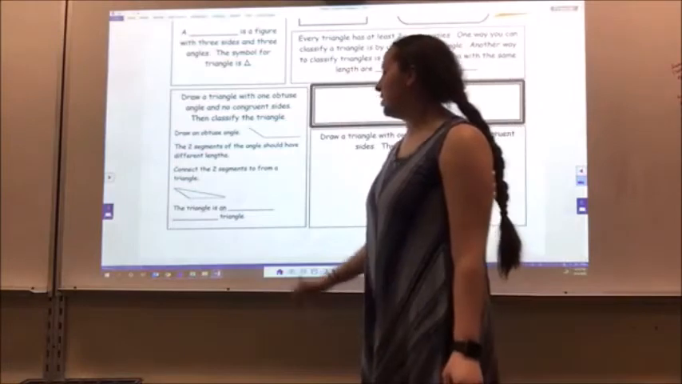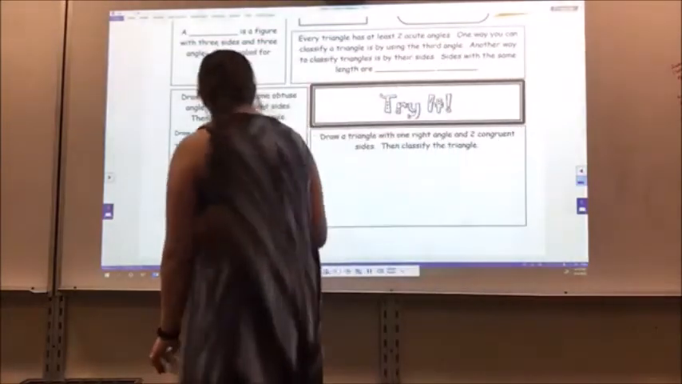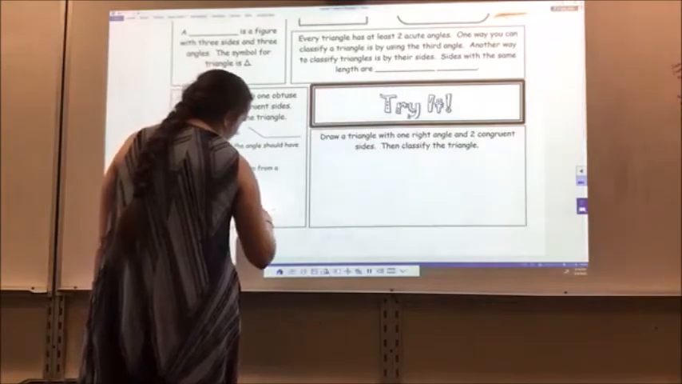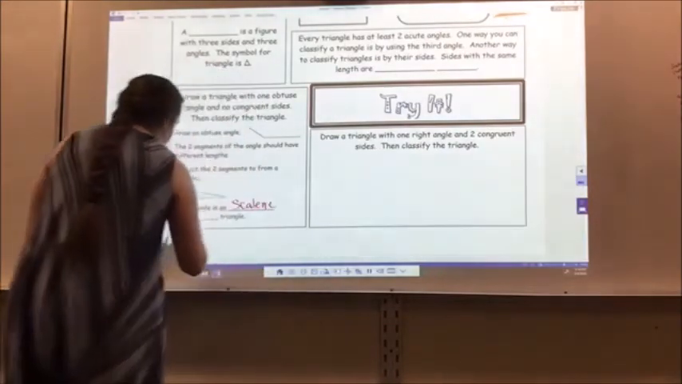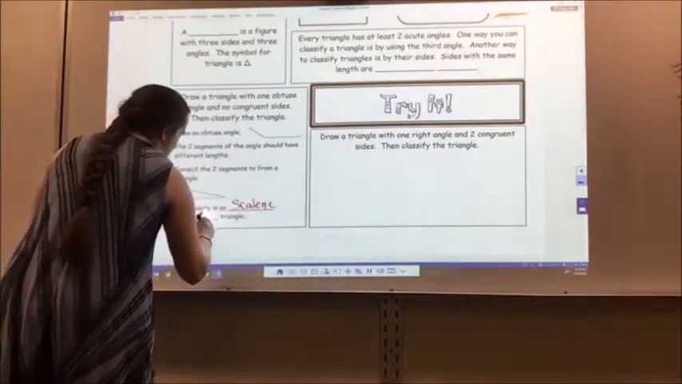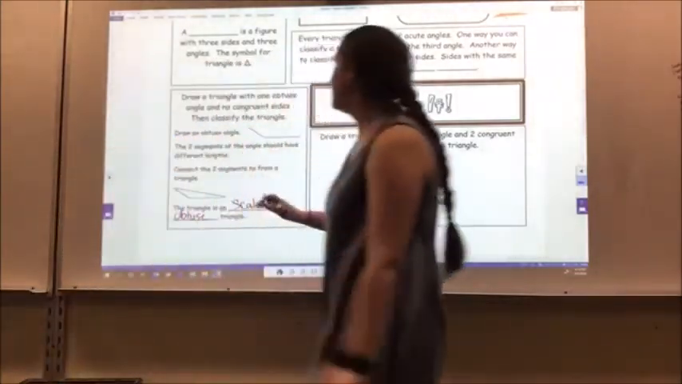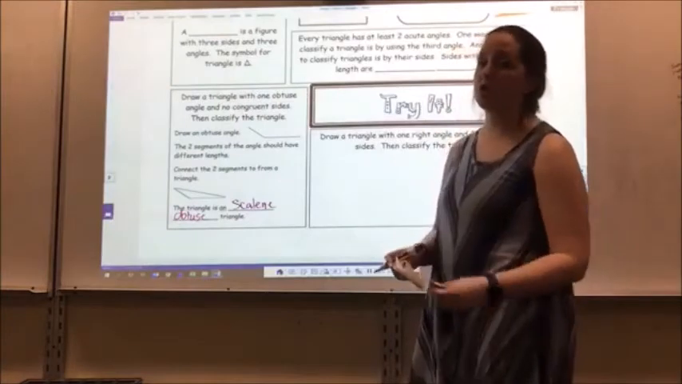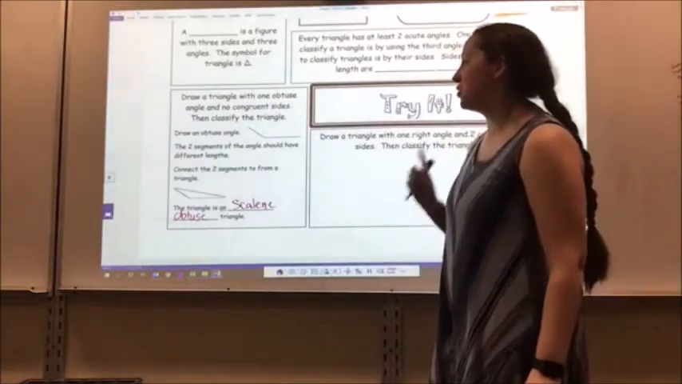Then I'm going to draw one line that connects that angle together. So the triangle is an obtuse, scalene triangle. What that means is it is a scalene triangle. It has no sides the same, and it's an obtuse triangle because it has one obtuse angle.